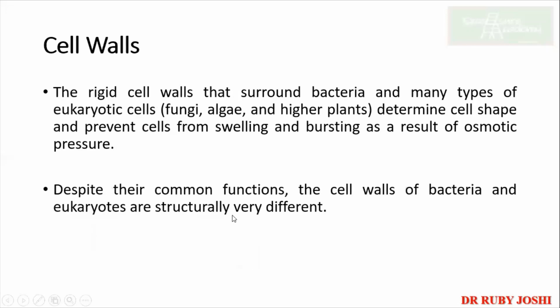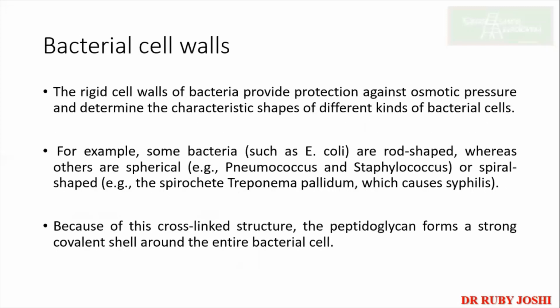Now, first topic is about the cell wall. So today we'll complete the cell wall topic. The rigid cell walls that surround bacteria and many types of eukaryotic cells determine the cell shape and prevent the cells from swelling and bursting as a result of osmotic pressure. Okay, despite the common function, the cell walls of bacteria and eukaryotes are different. So we already know about it.